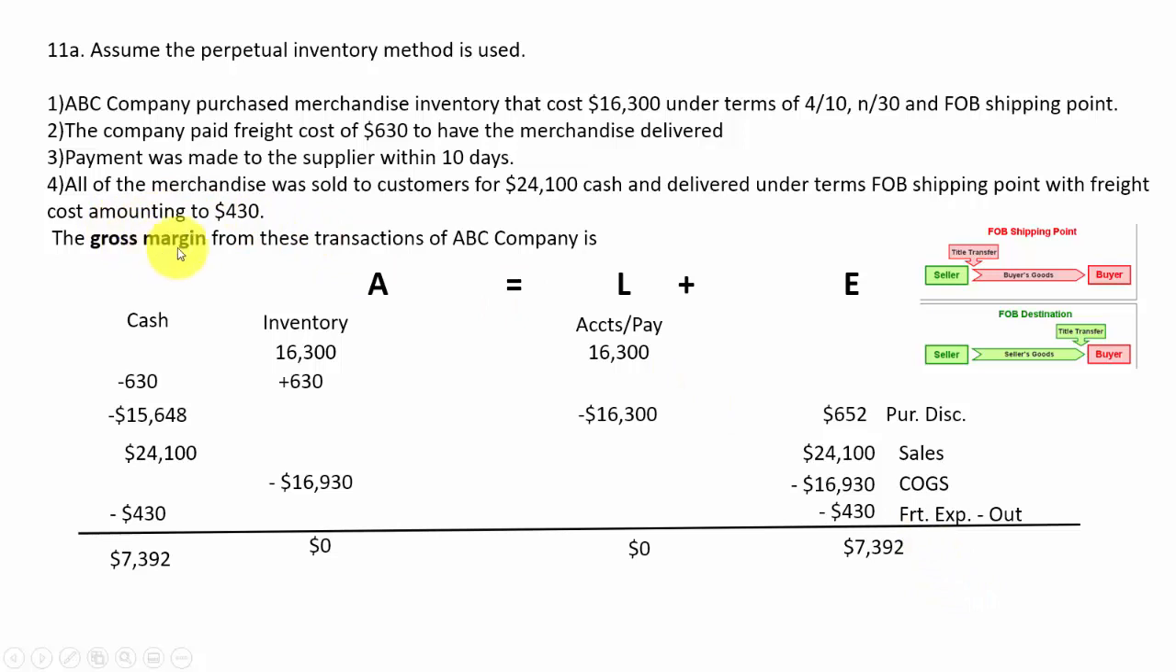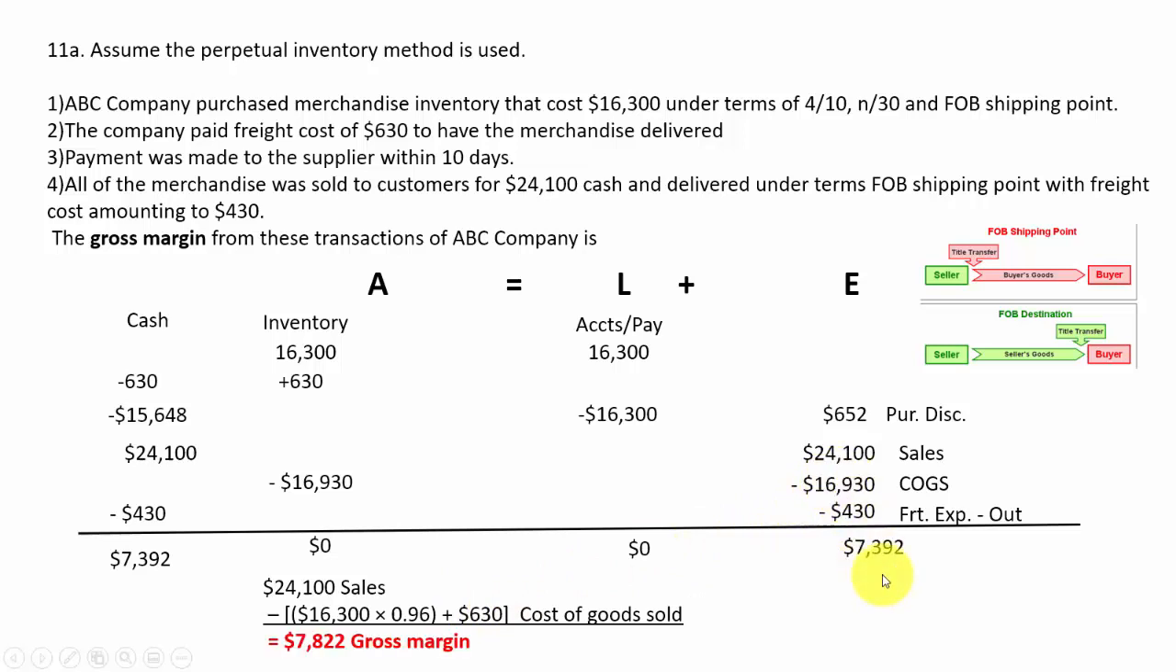So now they want to know what the gross margin is. Gross margin will be sales of 24.1 minus the cost of goods sold, and the cost of goods sold will be this 16.3 times 0.96 times 600 plus $630, and I believe all that comes out to 16,930, and this gives us a gross margin of 78.22. Back to this one more time: that 430 would not be part of this gross margin calculation. It would go underneath, under operating expenses.